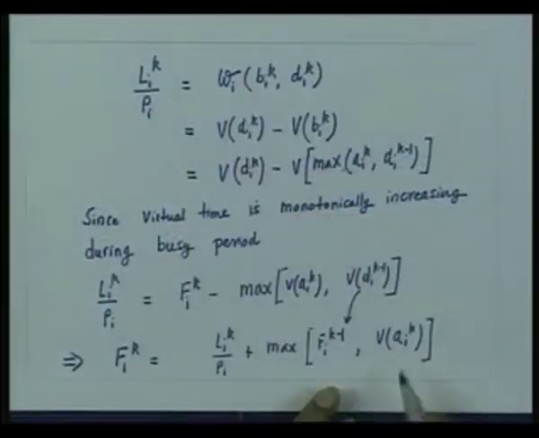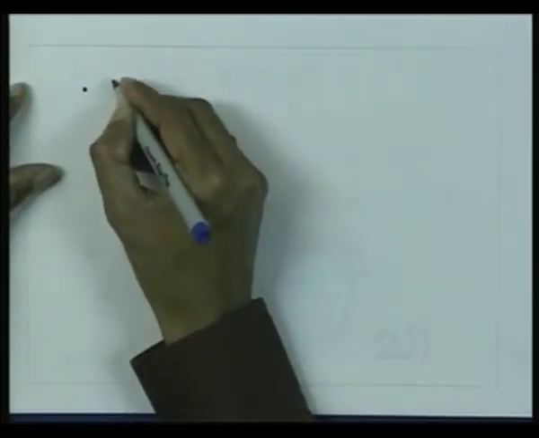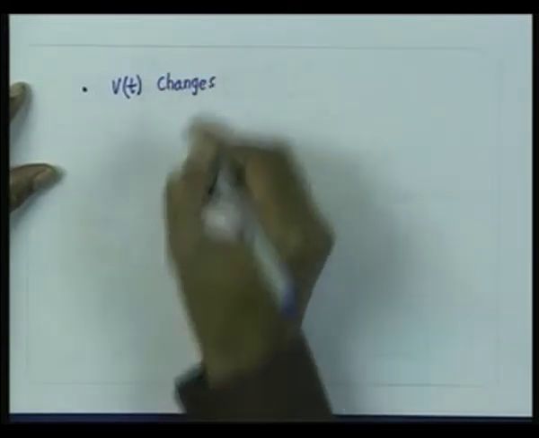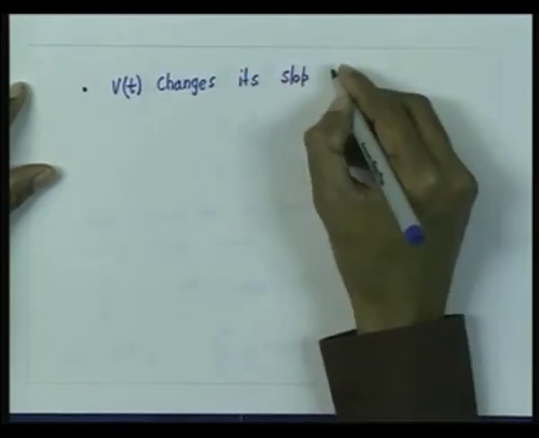So now what do we see in terms of the complexity of computing the virtual finish time? In the WFQ, essentially you require the computation of the virtual time, that is the VT. Now you can see that this VT changes slope whenever the set of backlogged users changes.